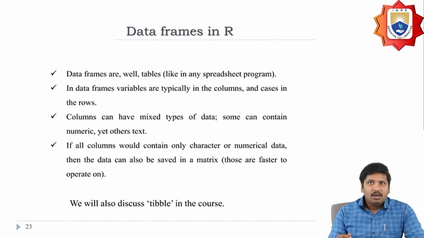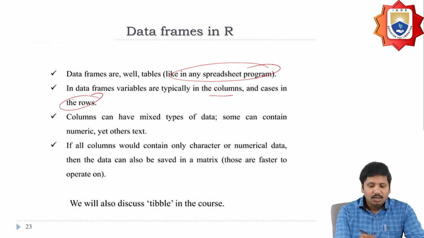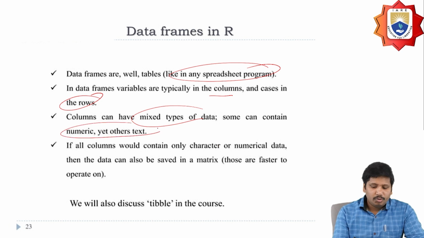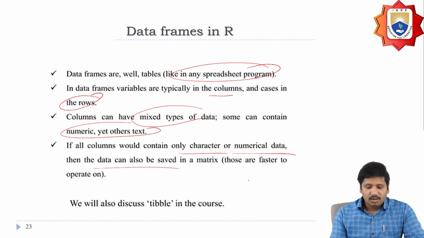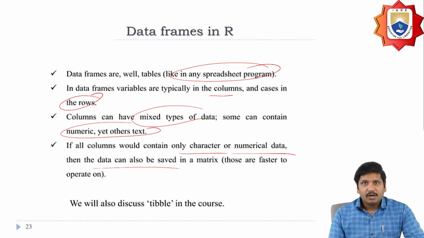And these data frames are like a table or a spreadsheet in the program, where the variables are typically in columns and the cases in the rows. So the columns can have mixed types of data, some containing numeric and some containing text. If all the columns contain only character or only numeric data, then the data can also be saved in a matrix. So in data frames, the variables are typically in columns and cases in rows, and the columns can have mixed types of data, some numeric and some text.